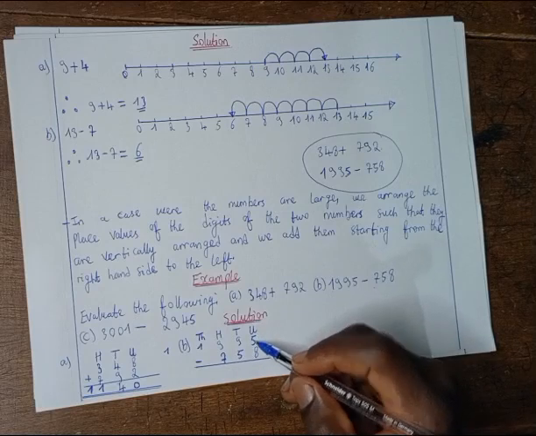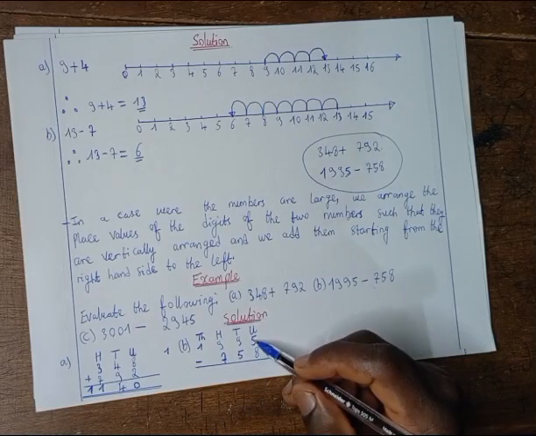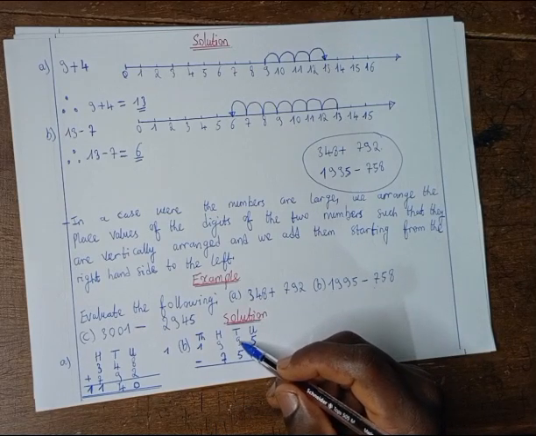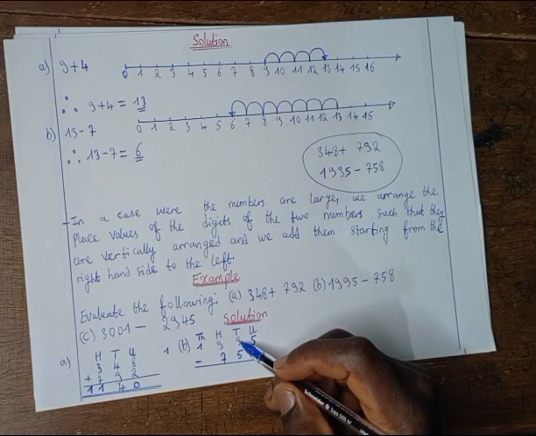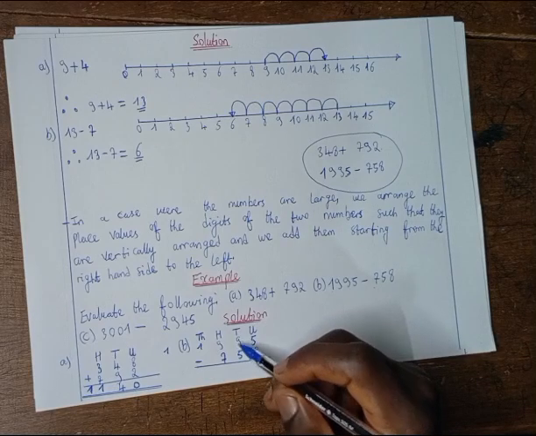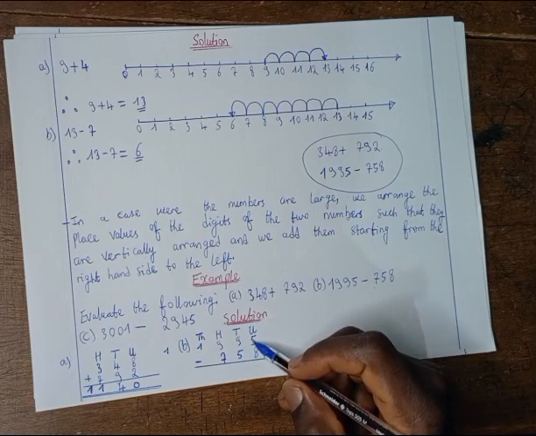8 is greater than 5. So in this case, we are going to move to the next higher place value. We are going to take a 10 from it. We add the 10 to 5, the 5 units, to obtain 15.